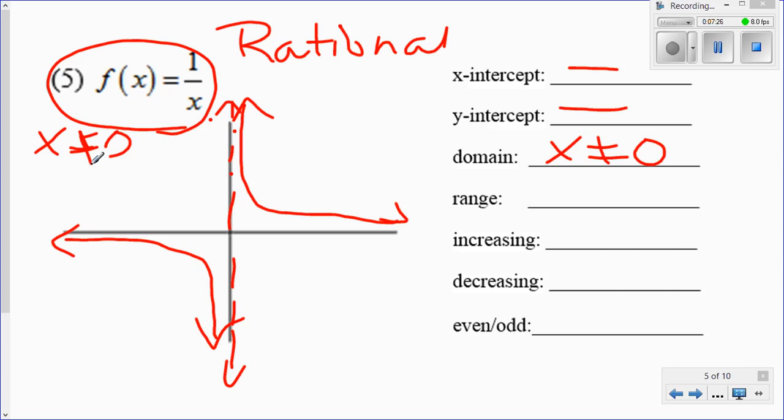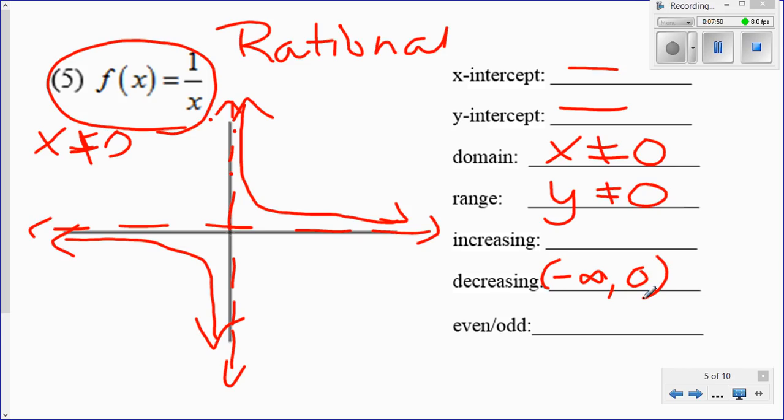Now the same thing actually happens with the range. Y cannot equal 0. This time we actually have a horizontal asymptote there. Okay, now if you look at this graph, and again we're going to read it from left to right, it's actually decreasing from negative infinity to 0.